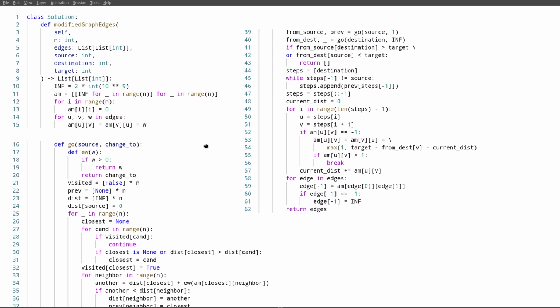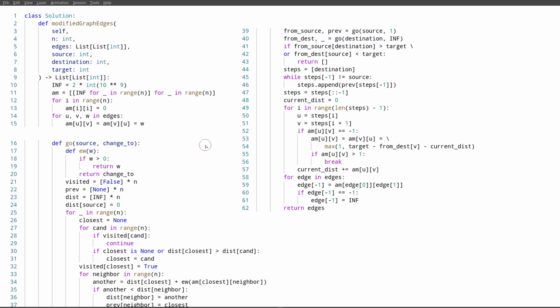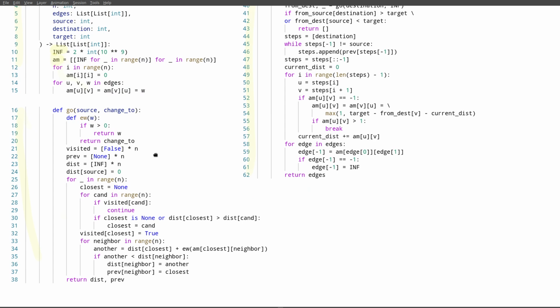And now we have the code. Now that code has 3 parts: the Dijkstra part, which is here, the boilerplate, and finally the algorithm. Our boilerplate just defines infinity and defines our adjacency matrix in the standard way, because we'll be running Dijkstra in n squared, so on the adjacency matrix.